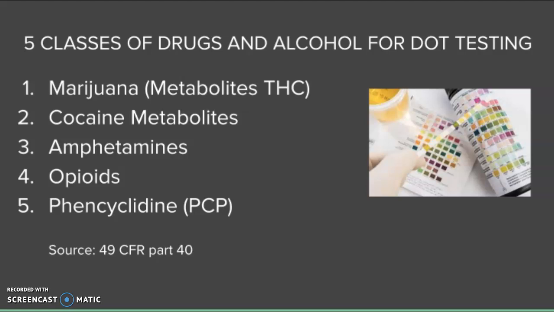And then on the right here, the picture shows how they test for all of these, and this is how they do it for DOT testing. During these, you just have to either pee in a cup, or they can take a hair sample. You can do pretty much anything. It's anything that the supervisor tells you to do and that you have to take.